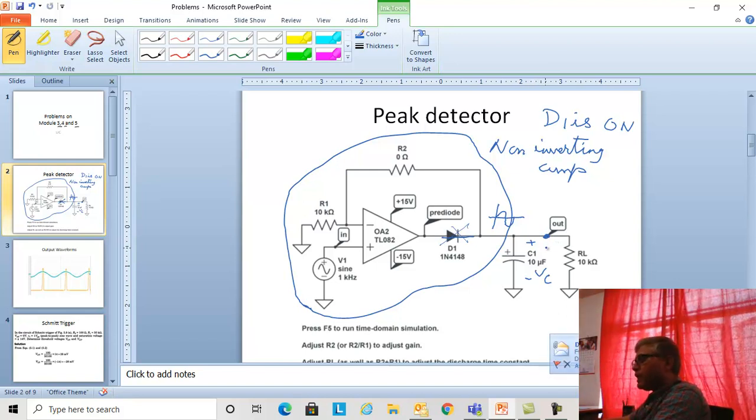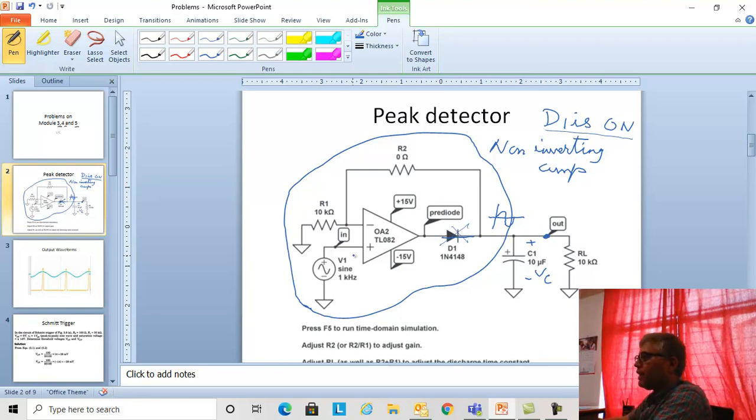But in this case, since a load resistor is available here, there is a slight discharge, because the time constant will be of this R and C, so discharge will happen. That discharge you will observe across the RL. So this is what it is. Now what is the problem in this basically? What are the design issues in this?